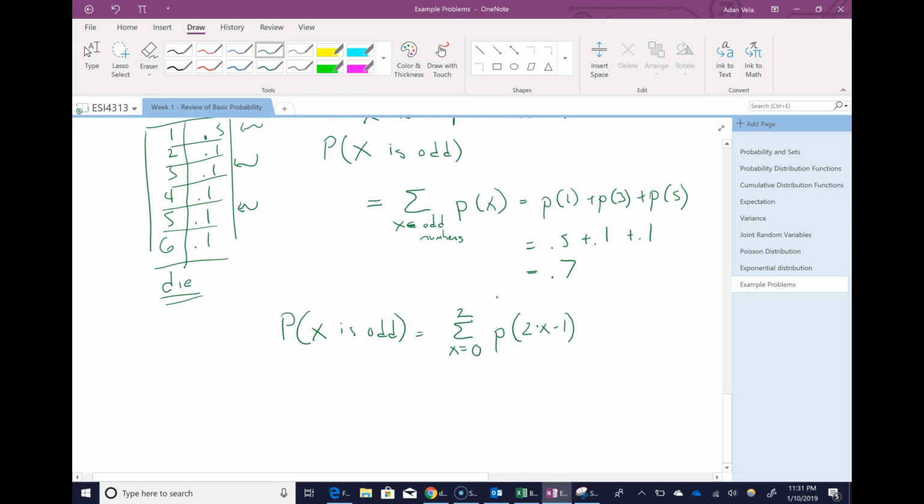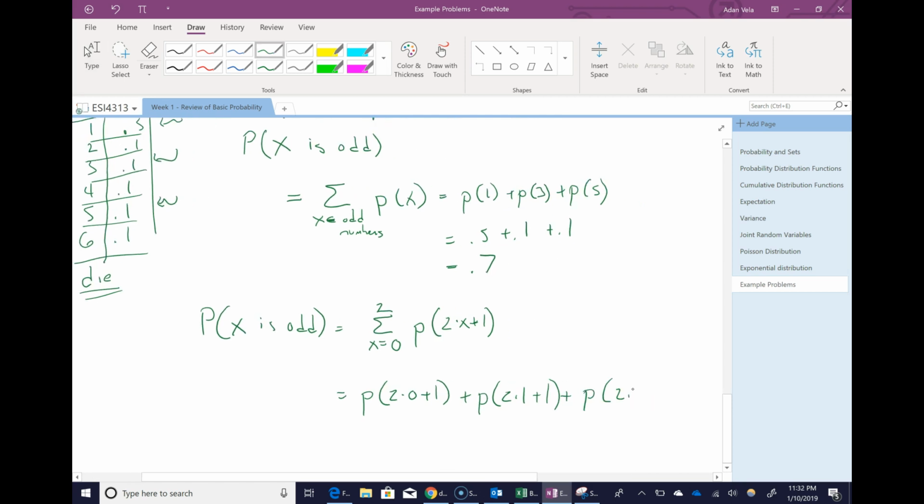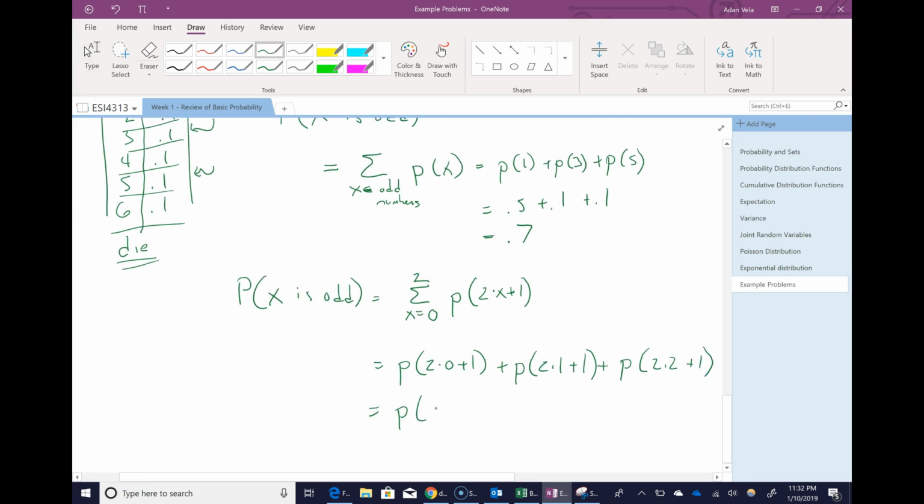So here you'd plug in x equals 0, x equals 1, and x equals 2. So that would give you probability of 2 times 0, oh, plus 1. Sorry, that should be plus 1, plus the probability of 2 times 1 plus 1, plus the probability of 2 times 2 plus 1, right? And that would give us, again, what we expected, the probability of 1 plus the probability of 3 plus the probability of 5.